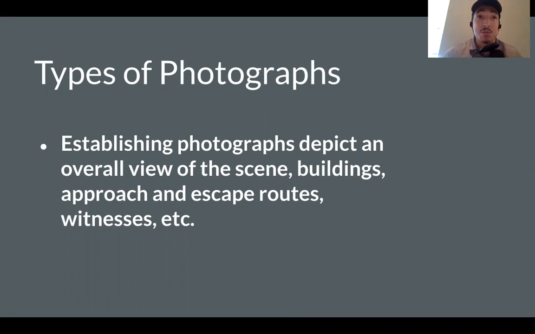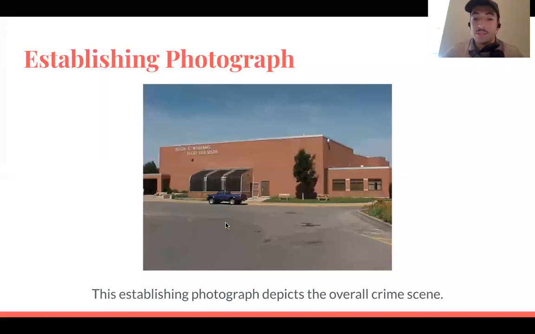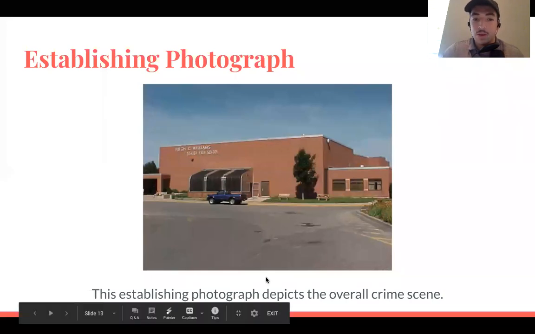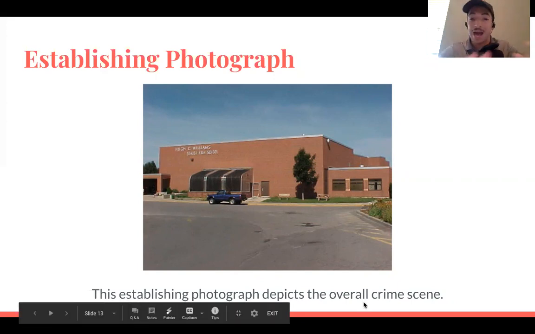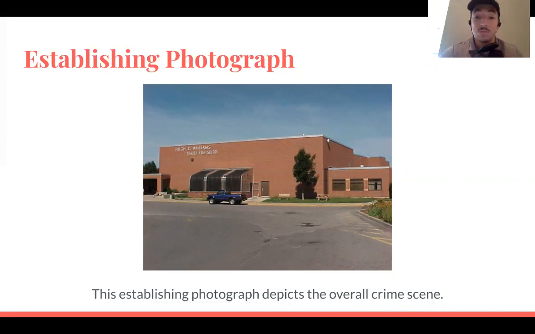If the crime scene is inside a room, usually the establishing photograph inside the room is the entire room itself. It includes the entire room. Now, if it includes only a part of the room or like a hallway, then that's another type of photograph. So again, with an establishing photograph, say there's a crime that took place at this school, and right now my establishing photograph is just the building. It just depicts the overall crime scene. I don't know where in the school this crime scene occurred, but I know it happened at the school.